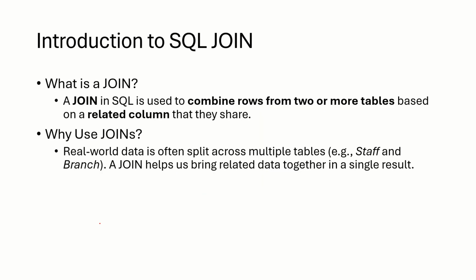Now we talk about join. So what is a join? A join in SQL is used to combine rows from two or more tables based on a related column that they share. In the real world, we split data across multiple tables, such as staff, students, and department. We try to combine these different tables together, so we use the join to help us bring related data together in a single result.